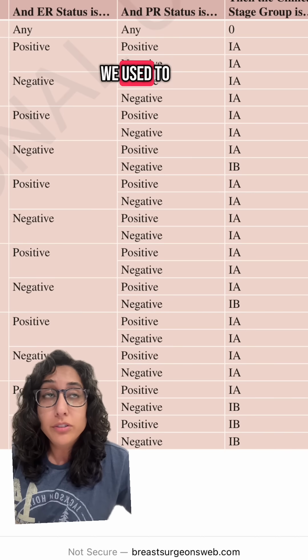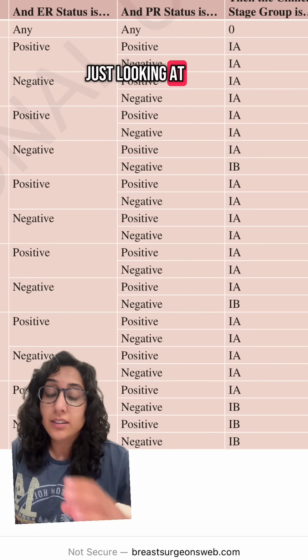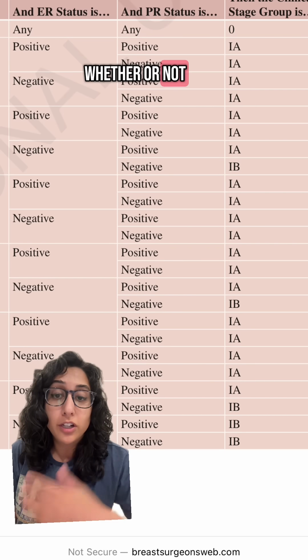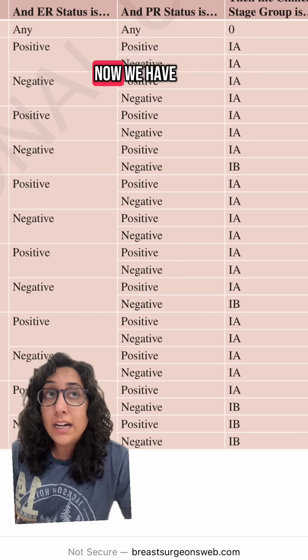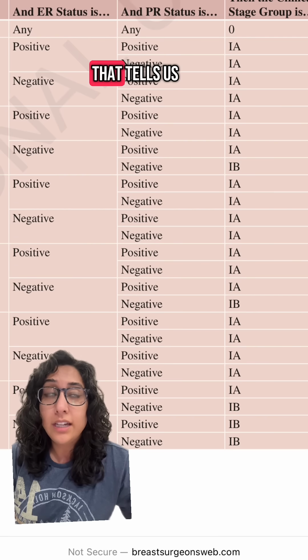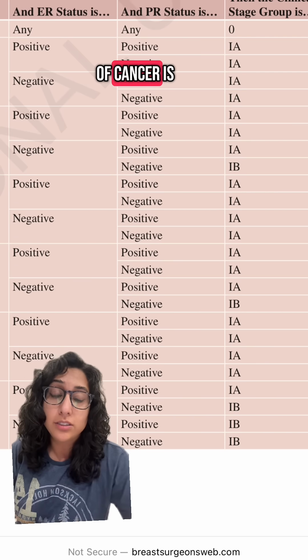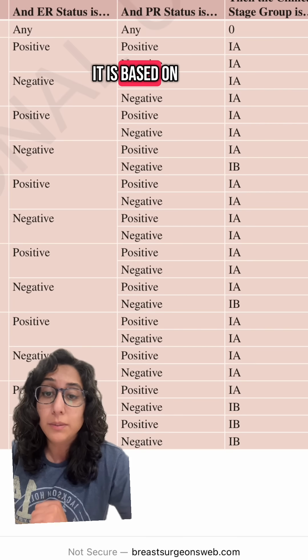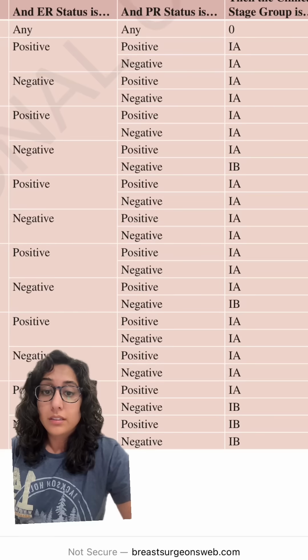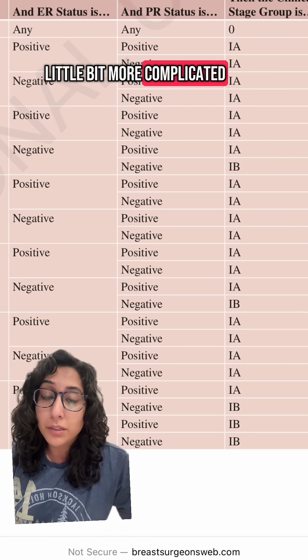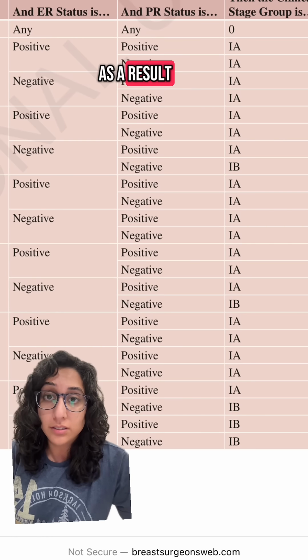In the past, we used to do breast cancer staging just looking at the size of the tumor as well as whether or not the lymph nodes were involved. Now we have so much more data that tells us that the type of cancer it is and how fast or slow growing it is based on the grade makes a difference as well. So sometimes it can be a little bit more complicated calculating the stage as a result.